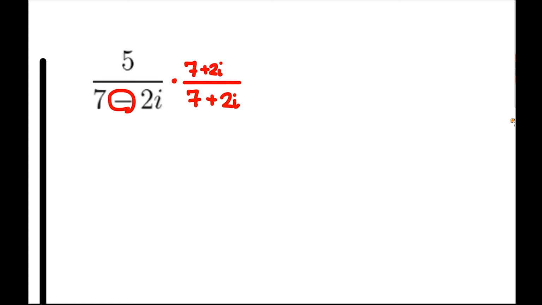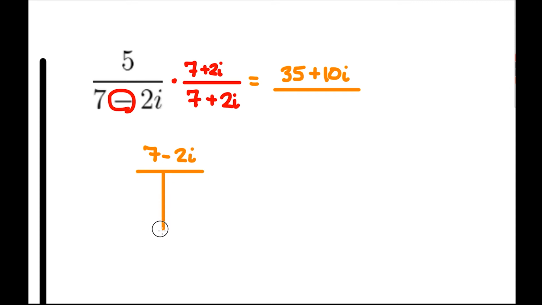Okay. So from here, I'm going to multiply across, and you end up with 35 plus 10i on the top. In the bottom, we have 7 minus 2i. So what I'm going to do is actually set up the area model for that, and 7 plus 2i. So set up our area model really quick. Okay, and then we're going to fill this in.